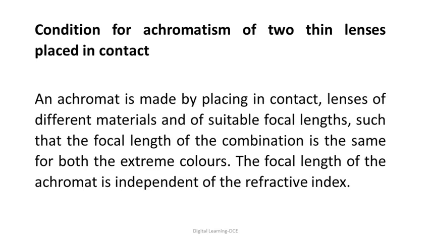Condition for achromatism of two thin lenses placed in contact. An achromat is made by placing in contact lenses of different materials and of suitable focal lengths, such that the focal length of the combination is the same for both the extreme colors. The focal length of the achromat is independent of the refractive index.